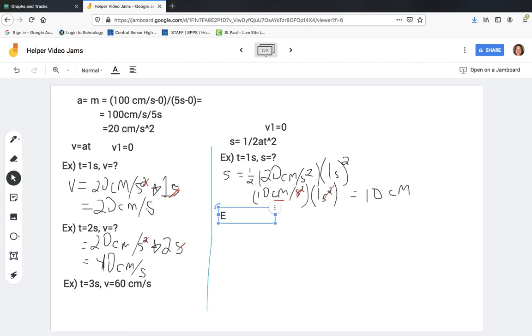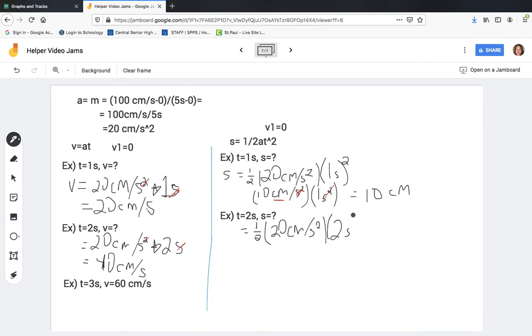Okay, let's try this again. In our example, our time equals 2 seconds. What is our S? In this particular case, we start off the same, 1/2 times A, which is 20. And then we have our time of 2 seconds. Okay, so, oops, I should multiply first. So 1/2 of 20 is 10. That's kind of the same as we did above. Centimeters per second squared.